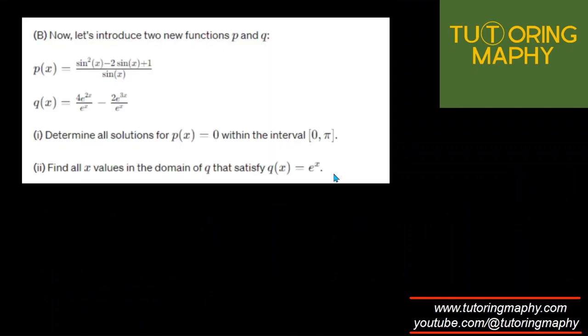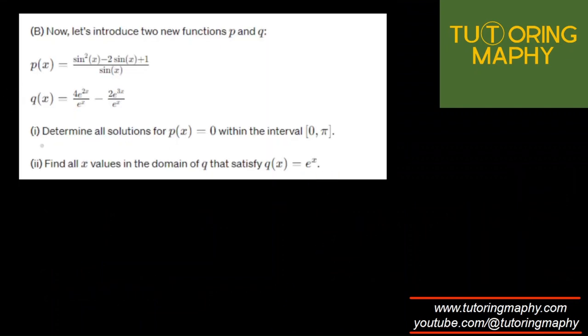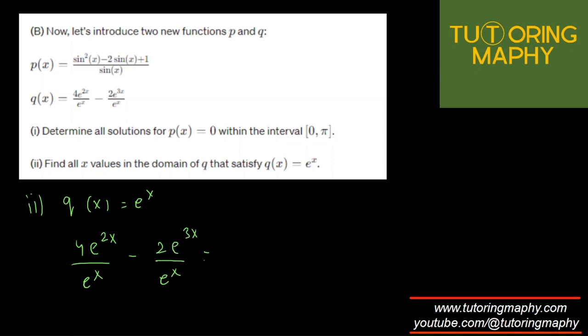The next one we have is part 2, where they want us to equate this to e raised to x. They want us to find the solution in the domain of q such that q(x) is equal to e raised to x. So let's do that. q(x) is equal to e raised to x. What is q(x)? 4 times e raised to 2x over e raised to x minus 2 times e raised to 3x over e raised to x. That should be equal to e raised to x.